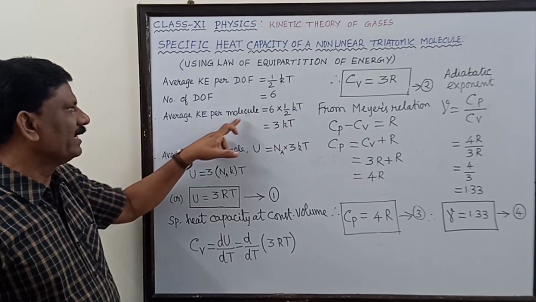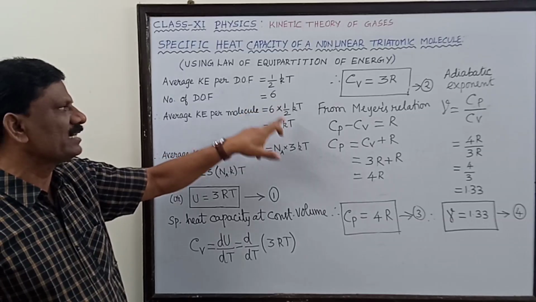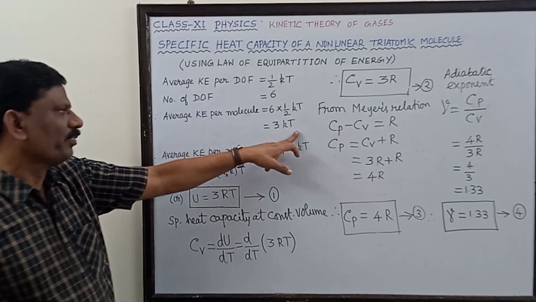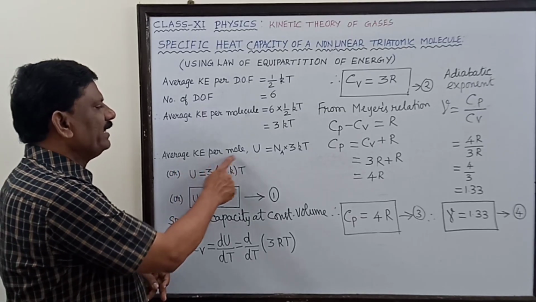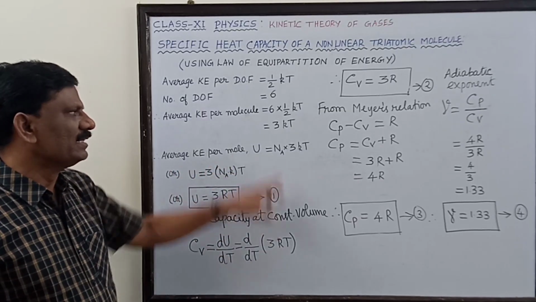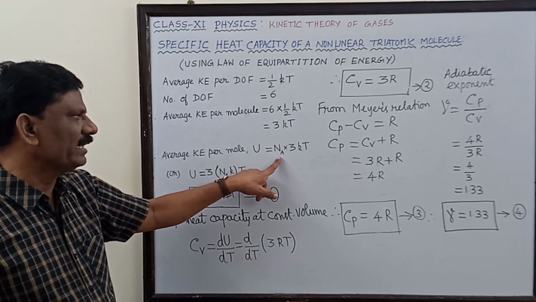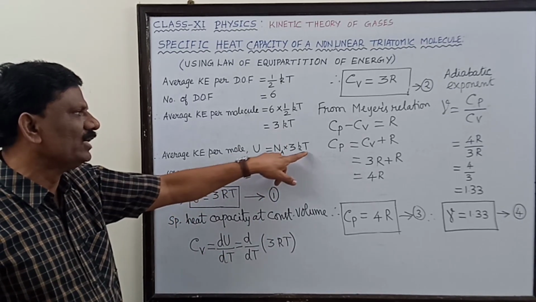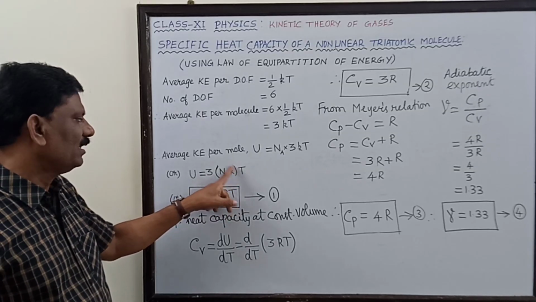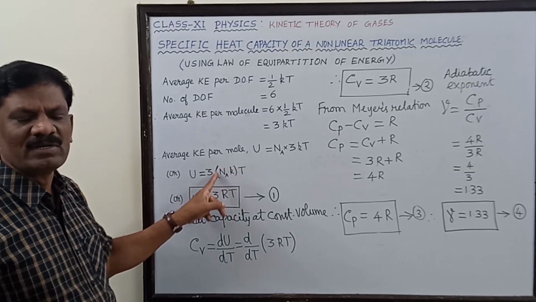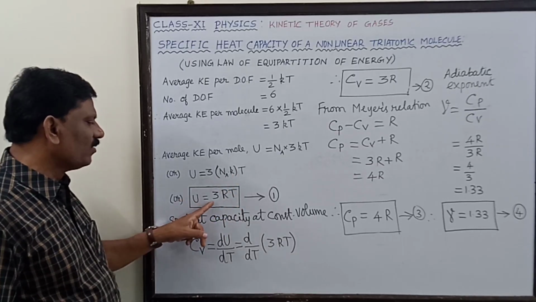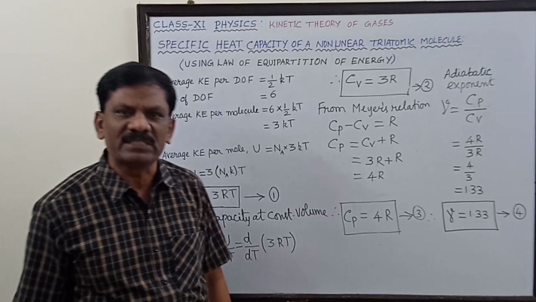Therefore the average kinetic energy per molecule is 6 times half kT, that is equal to 3 kT. Now the average kinetic energy for 1 mole. Naturally for 1 mole we have to multiply this 3 kT by the Avogadro number Na, is it not? So epsilon equals Na into 3 kT, that is 3 Na k T, but this product, Avogadro number into Boltzmann constant, is also equal to the gas constant R. Therefore epsilon equals 3 RT, the first equation.